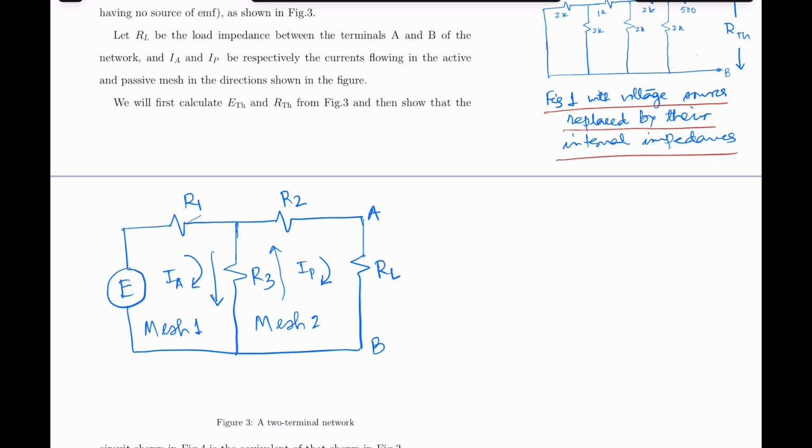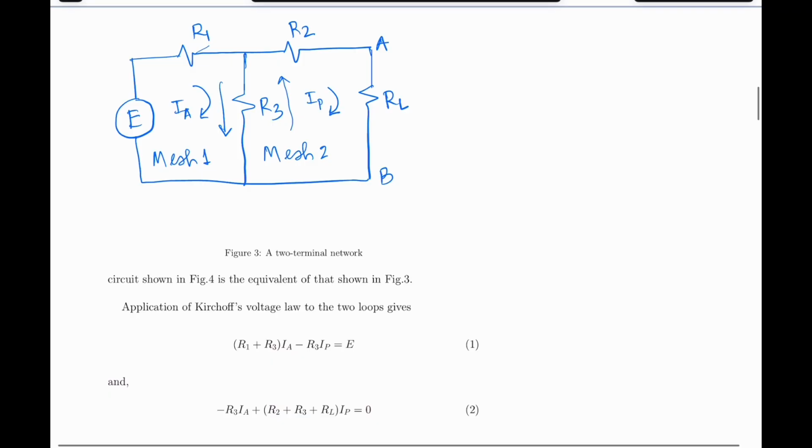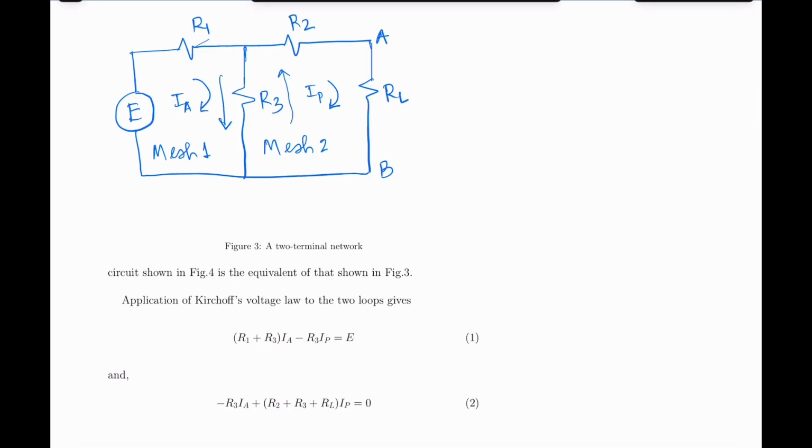Now let us write the Kirchhoff's voltage law for the two loops shown in figure 3. We have taken the currents to be positive when flowing in the clockwise direction. So IA flowing through R3 is positive, whereas the current IP flowing through R3 is negative for mesh 1. Similarly, for mesh 2, current IP is positive. So current IP through R3 is positive, whereas the current IA through R3 is negative.